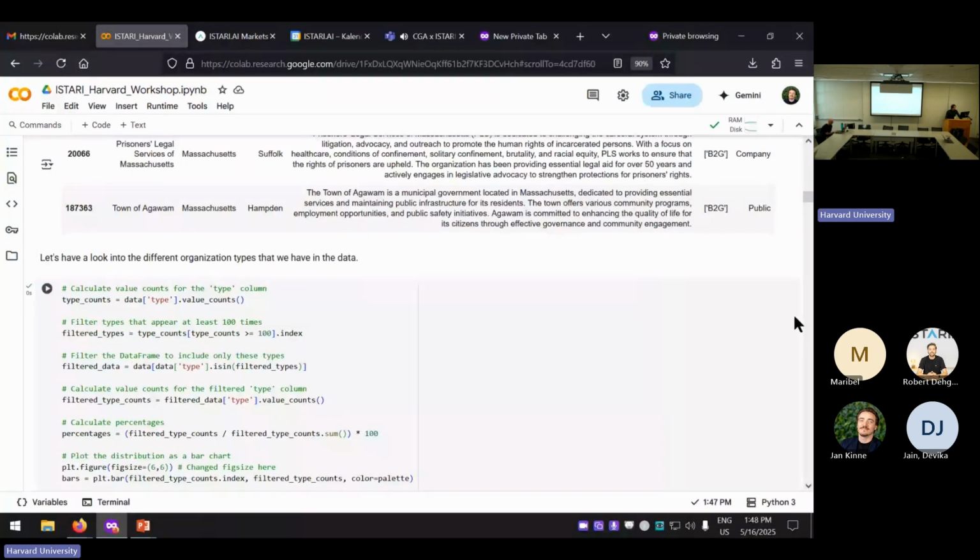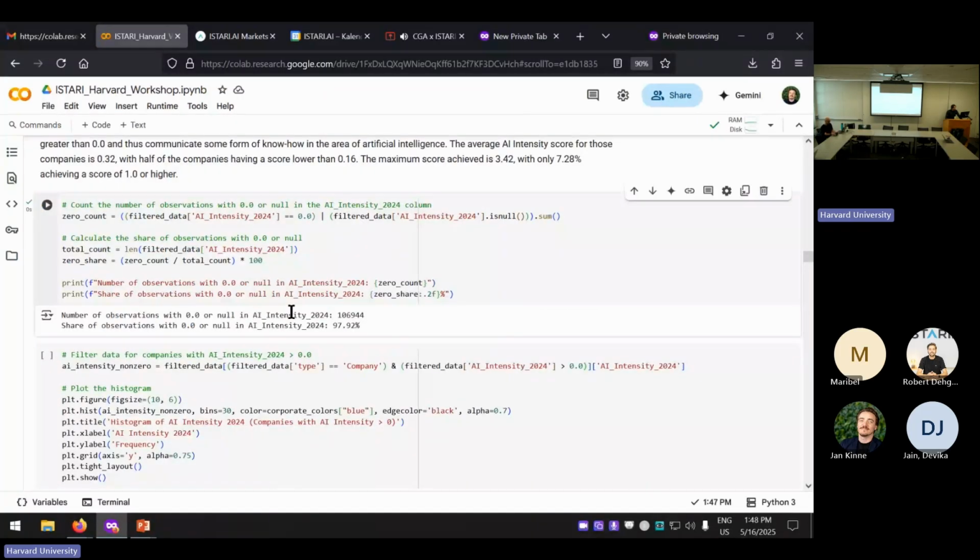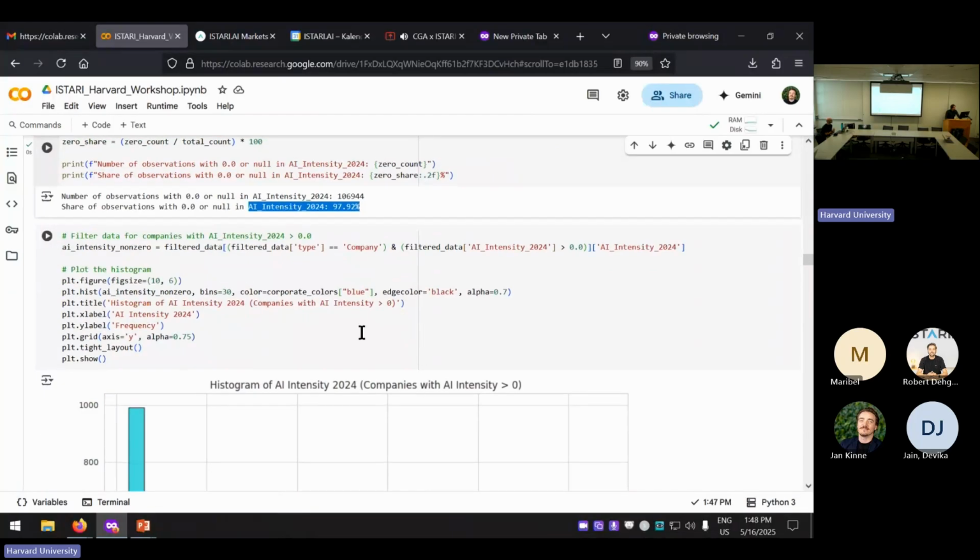This is exactly what we want to do here. So first off, we had a look at 2024, and there in total, almost 98% of the companies in 2024 in Massachusetts had nothing to do with AI, right? So no real AI focus or anything, which makes sense, I guess, because most companies still are not AI focused. Only a few of them are.